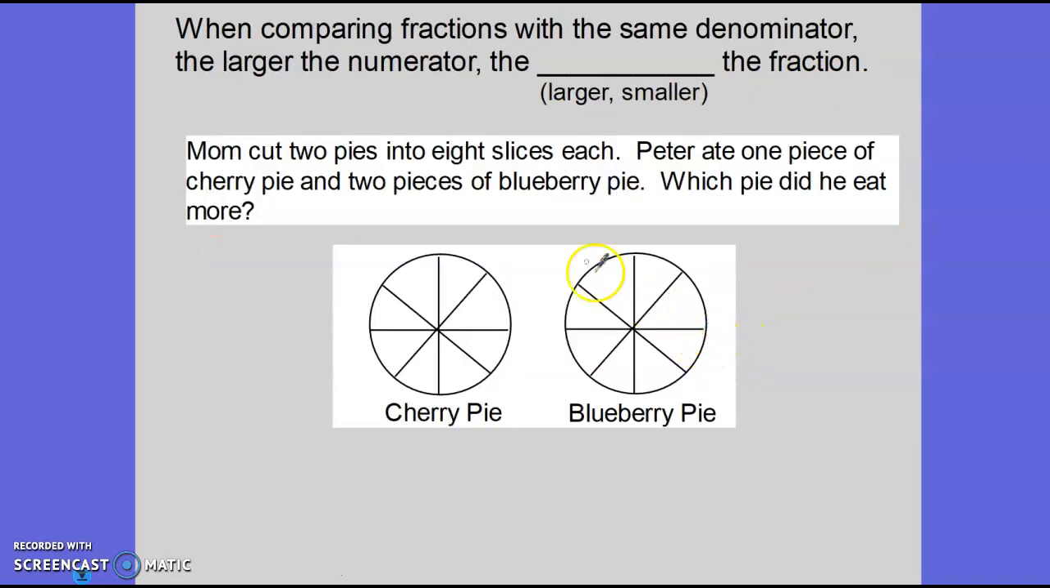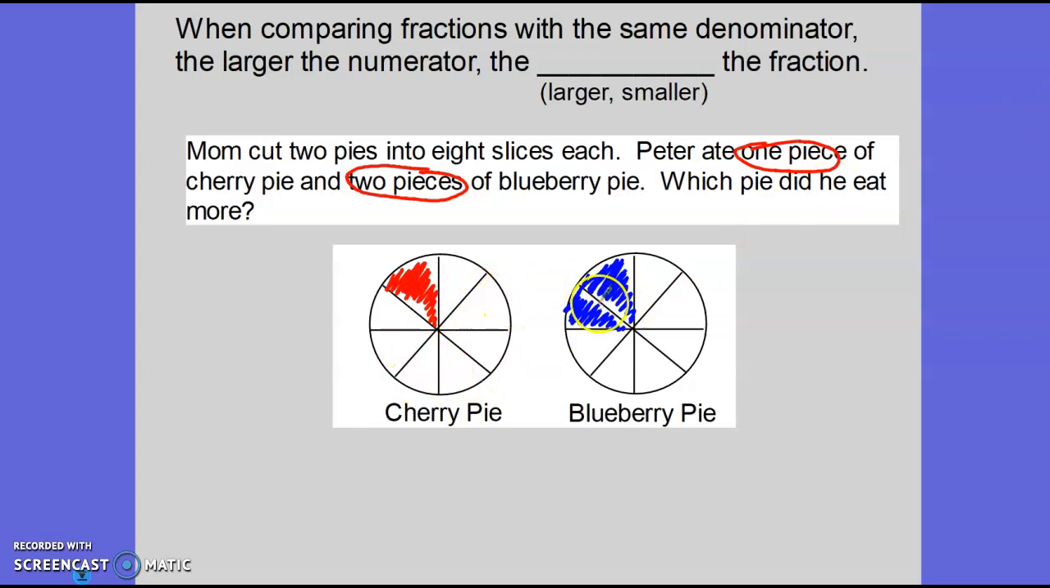Here is another question. Mom cut 2 pies into 8 slices each. Peter ate 1 piece of cherry pie and 2 pieces of blueberry pie. Which pie did he eat more of? So let's shade it in. 1 piece of cherry pie, so let's shade in 1 part of the cherry pie. And 2 pieces of blueberry pie. Blueberry is blue, so it's 1 part, and more than that, 2 parts. So the question is, which pie did he eat more of?